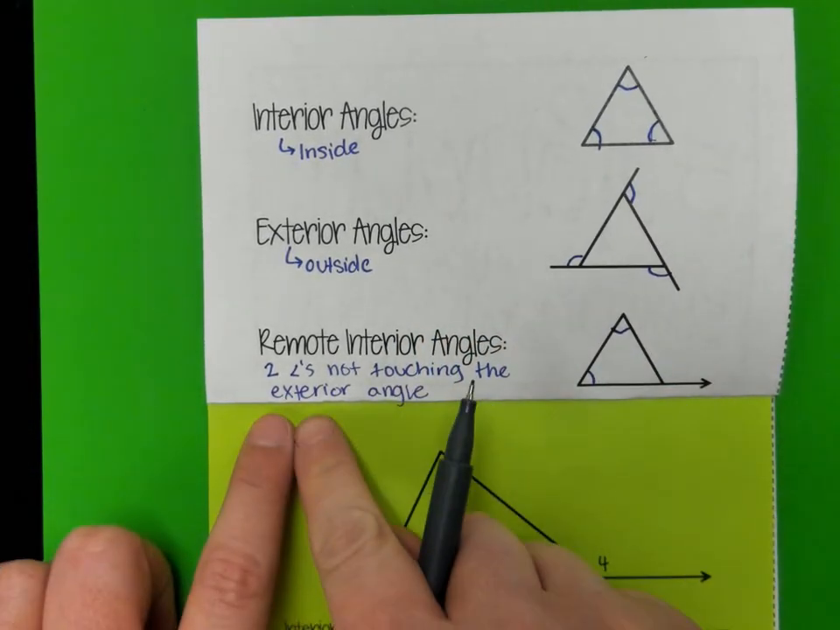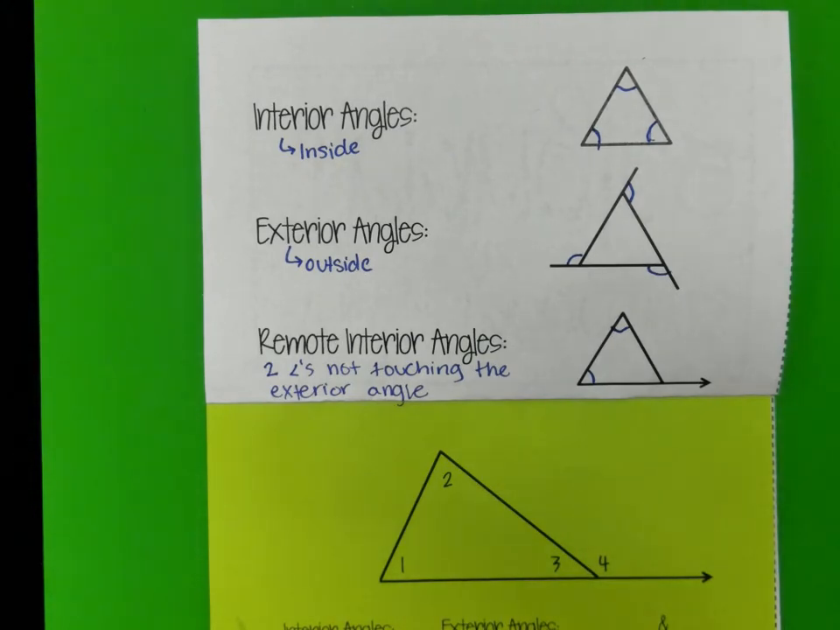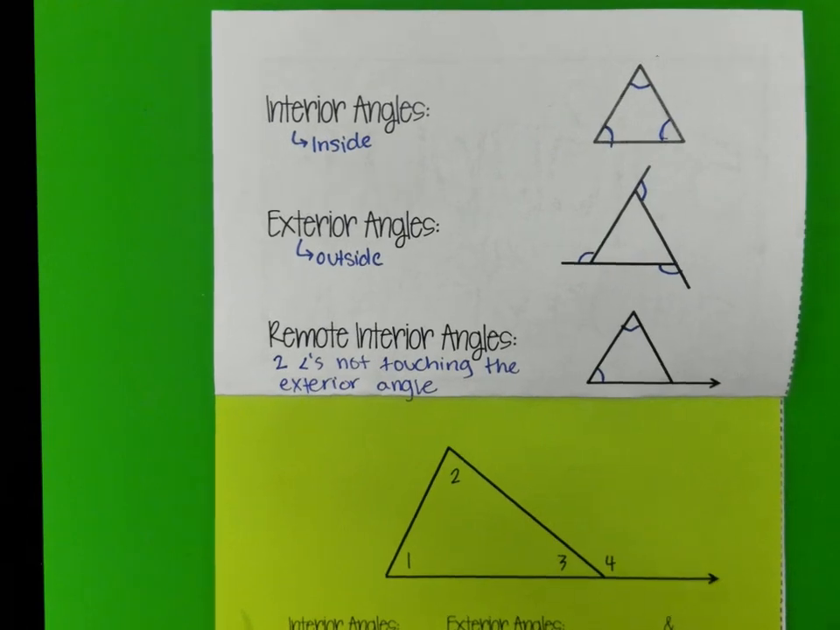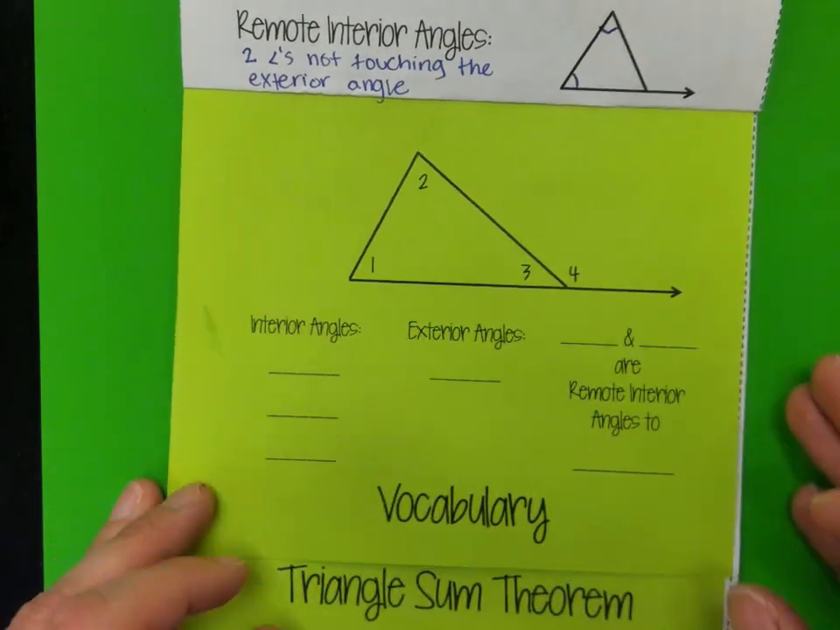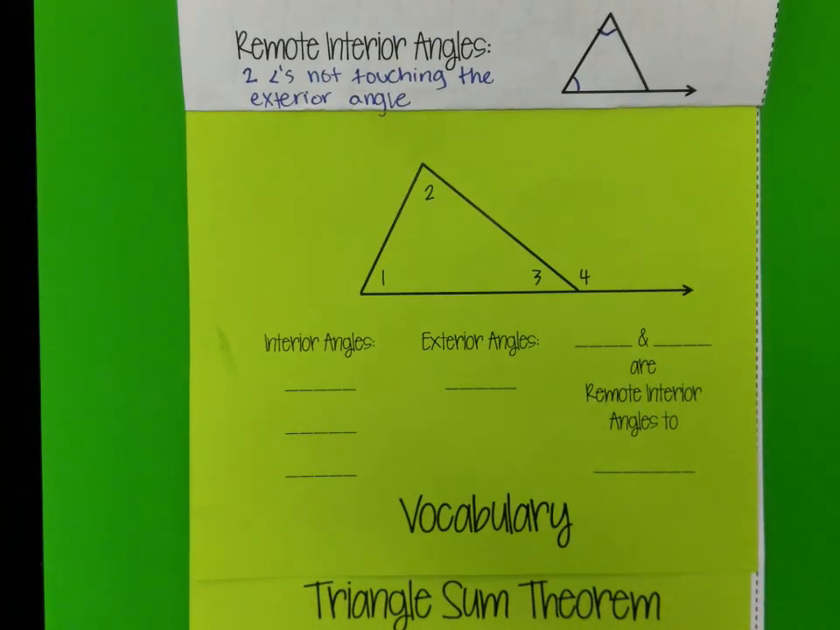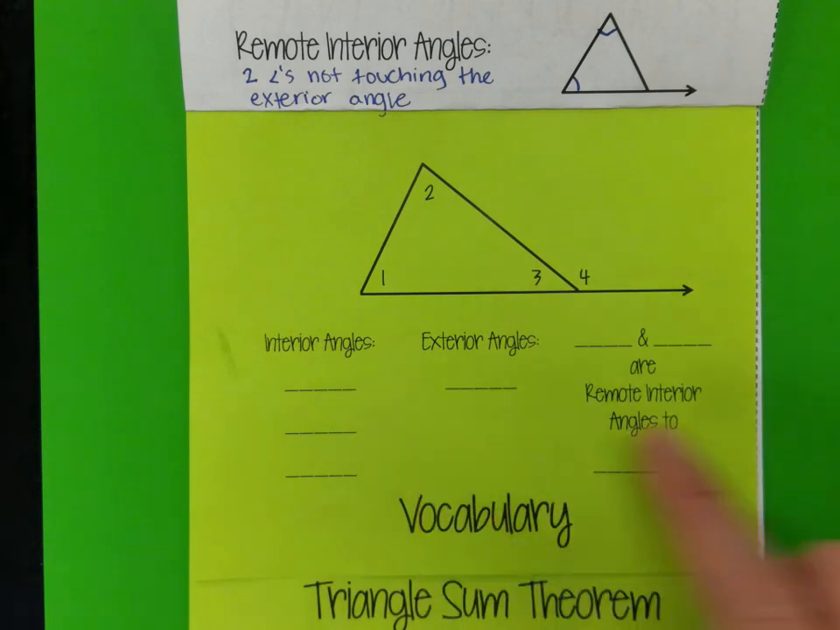And if you need to, you can write below the flap. There's obviously enough space. So what I'd like you to do is look at the bottom half. You've got a picture with some interior and exterior angles, and I would like you to pause the video and label these, fill this in.